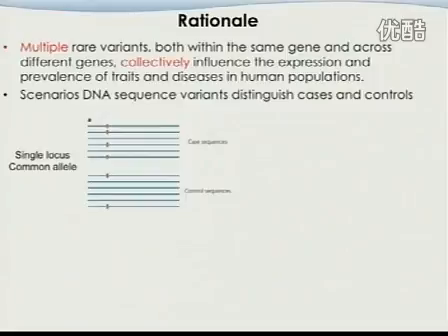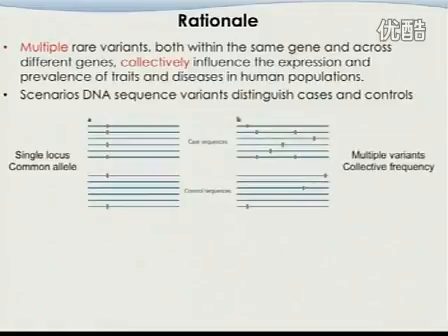There are many different scenarios of DNA sequencing variation that distinguish cases and controls. Controls are the general population. Cases are the group of people that are sick. For this scenario, you can see this is a very simple single locus common allele scenario. This is the case and control, and there's more in case and less in control. Simple, right? And this is another type of scenario, which is multiple variants with collective frequency.